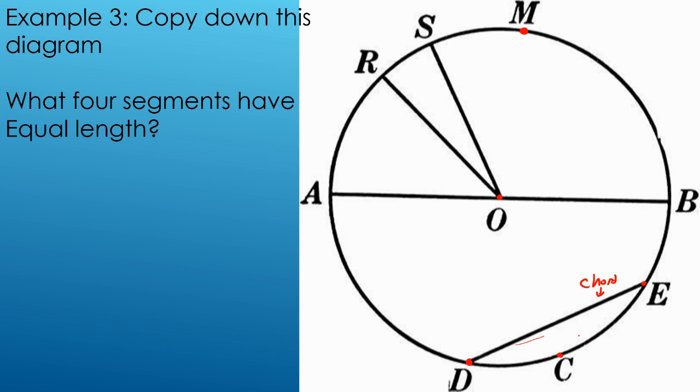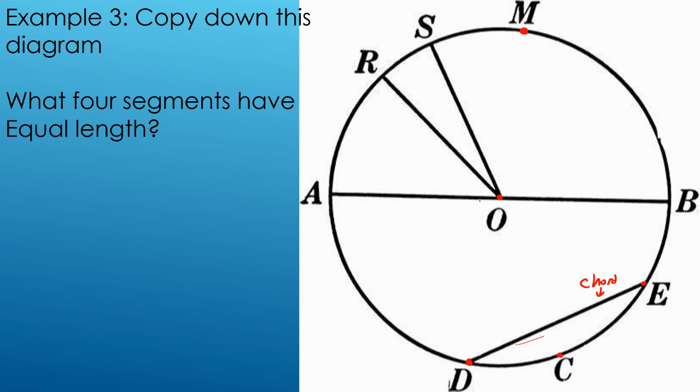Some questions. What four segments do you see that have equal length? What four segments in this diagram of the circle have equal length? What did I mention earlier have equal length in all circles? All radii have equal length. So we have RO and SO. Do you see those? Those are two radii. Do you see any other radii in this picture?